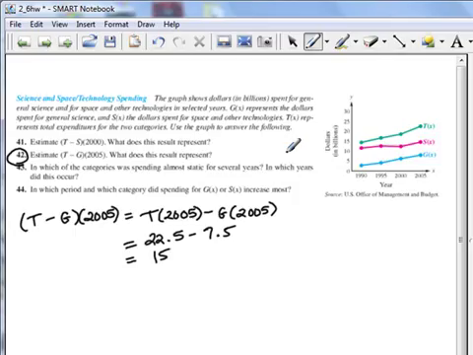So I'm just going to look at number 42 and figure out what this result represents. So T of 2005 looks to be like 22.5 minus G of 2005, which looks to be about 7.5. So when we subtract those, we get 15. Well, what does this result represent? Since T was the total spent for the two categories, and we're subtracting off the general science, T minus G would represent the amount that was spent on space and other technologies for the year 2005. Okay?